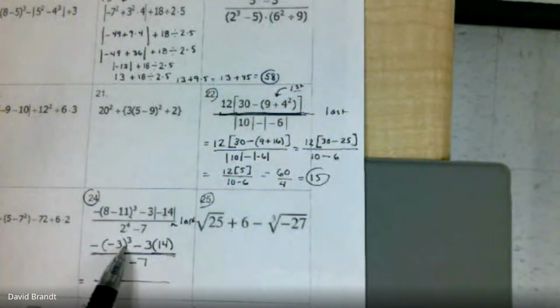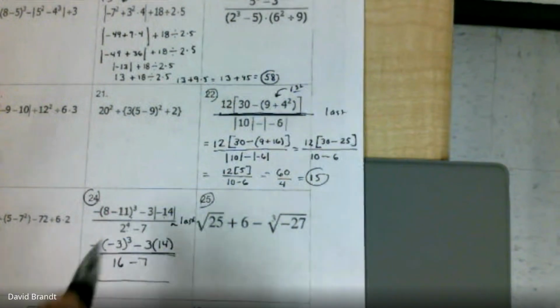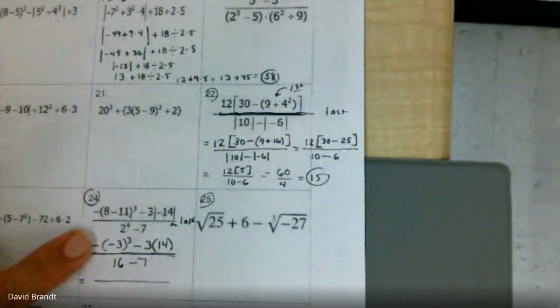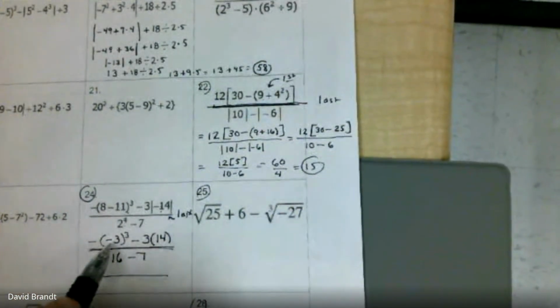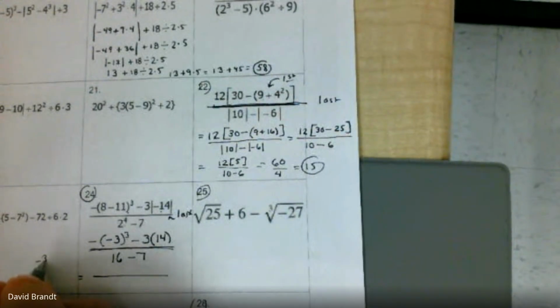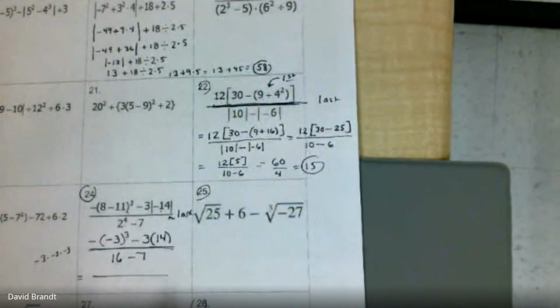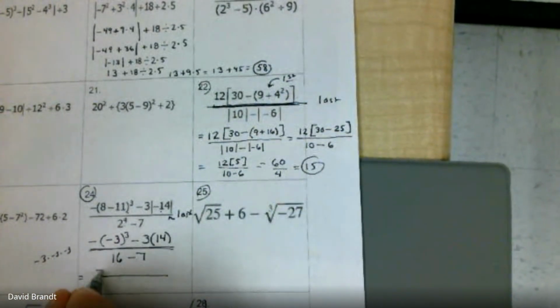Now, on the top, I've got an exponent. I did the parentheses. I still have parentheses, but there's nothing in the parentheses to do. We've already done what's inside the parentheses. Now I've got to do this exponent, all right? And this negative on the outside, do the exponent first, then put that negative back. What's negative 3 cubed? Negative 3 cubed means negative 3 times negative 3 times negative 3. If you need a calculator, that's fine, but negative 3 times negative 3 times negative 3 is negative 27.